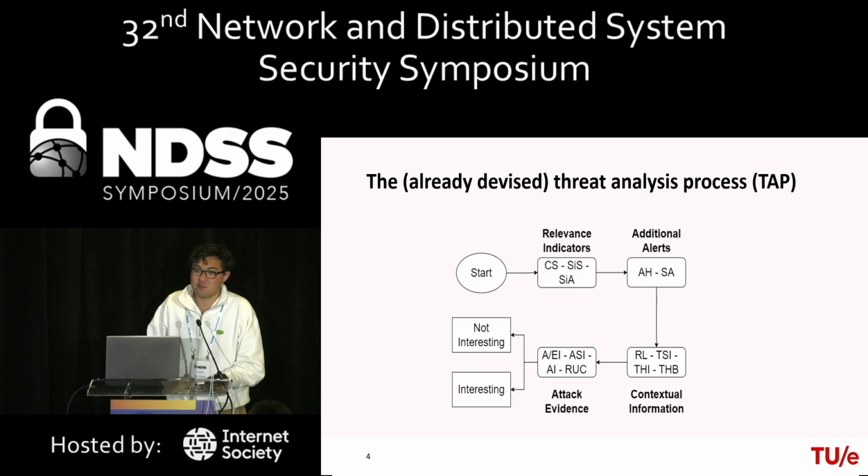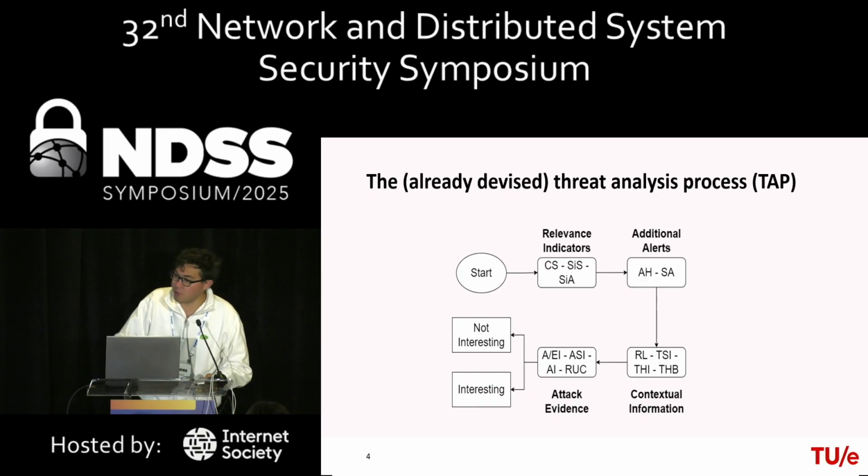Contextual information, right? This is what we often talk about in security operations centers, basically just logs around it and other data around the alert. And then finally, attack evidence. Is there actually evidence of an attack? Was a connection, for example, that was required, successful? This kind of information. If you want to know more about this, there's a separate paper on that.